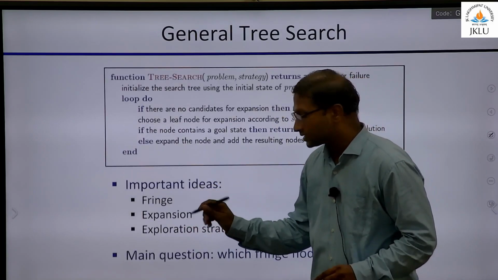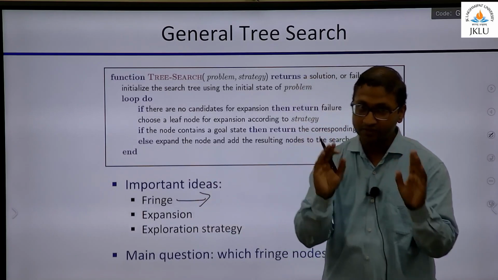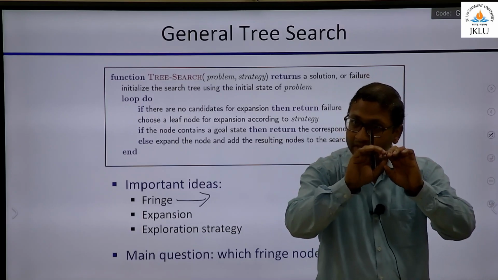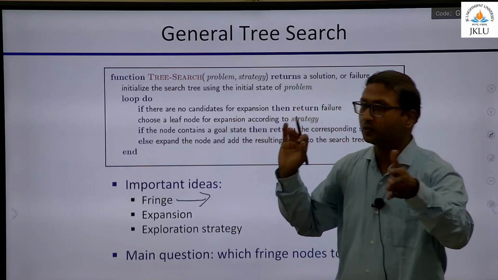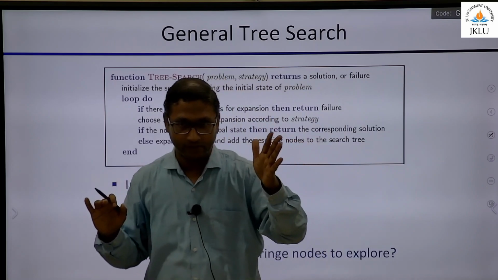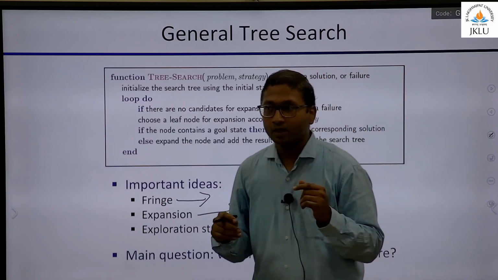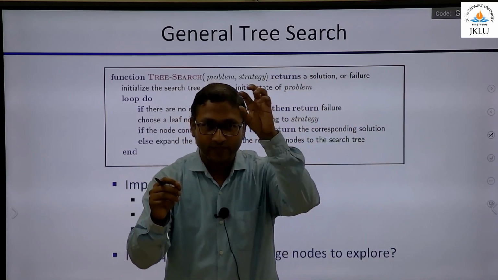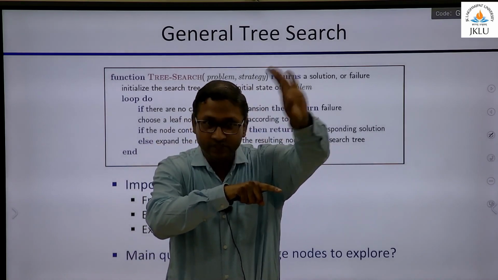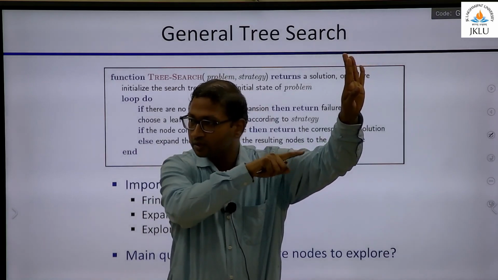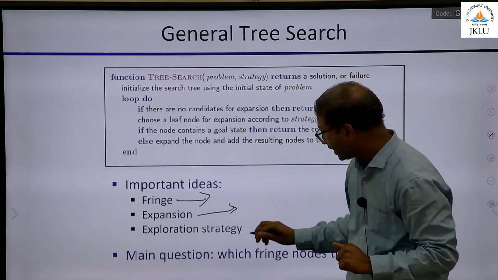So the important ideas here are the fringe. People get very confused by this: what is a fringe? A fringe is just a simple data structure. It can be a queue, stack, priority queue, whatever you want it to be. What is expansion? Expansion is the fact that you take an element, look for its successors, remove this node from the fringe, and add all those successors to the fringe. This is the operation of your expansion. Then, exploration strategy.